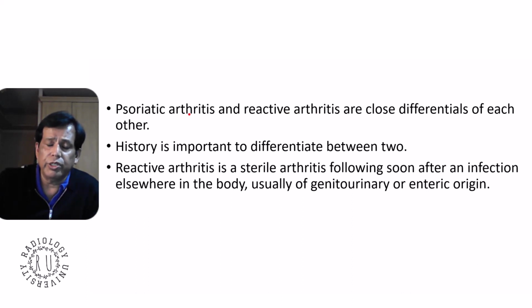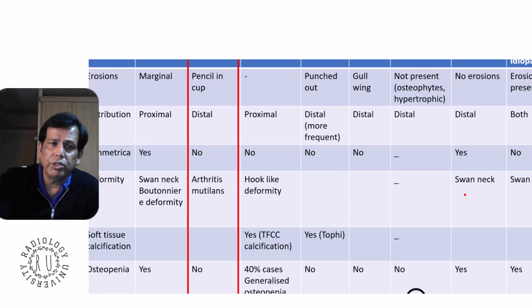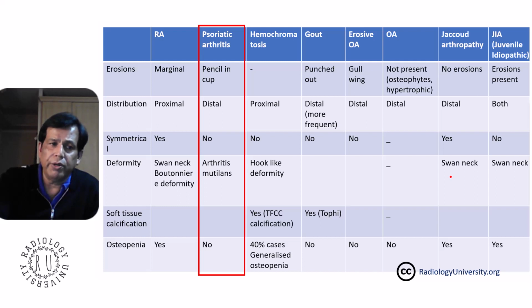And history is very important to differentiate the two conditions. In Reiter's or reactive, you can get a genitourinary type of origin of the infection, which is more of a reactive process to the joint, not directly infective. But psoriatic arthropathy, looking at our pattern: cup and pencil erosions, distal, non-symmetrical, and no osteopenia. Yeah, you got the main points, and it is psoriatic.